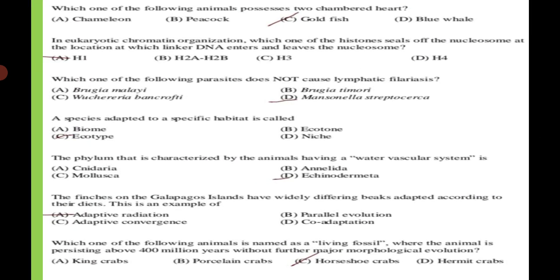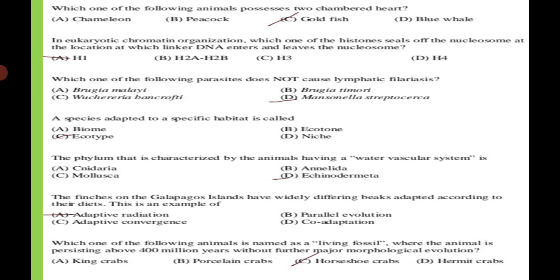The other options, like parallel evolution. Parallel evolution occurs when independent species acquire similar characteristics while evolving at the same time in the same ecospace, whereas co-adaptation refers to the mutual adaptation of species which depend upon each other. So for this question, the answer is adaptive radiation.